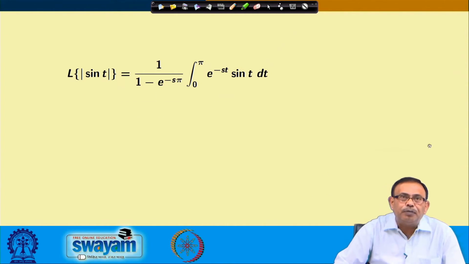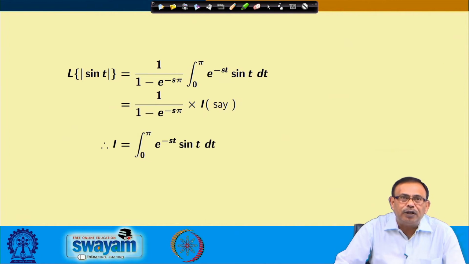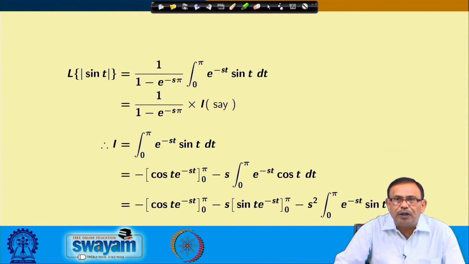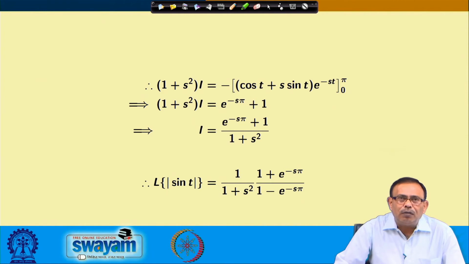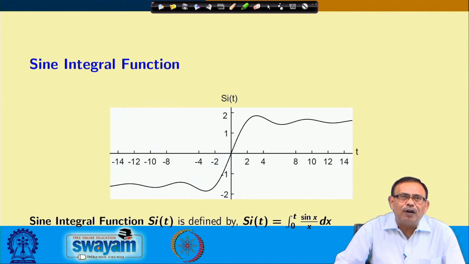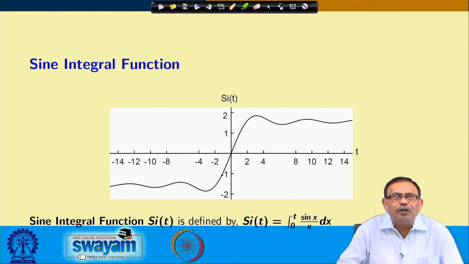Just again, I am repeating the process so that you can understand it easily. We are evaluating the integral using integration by parts, and then you obtain I equals 1 plus e power minus s pi by 1 plus s square. Now, let us see another function which we call the sine integral function.